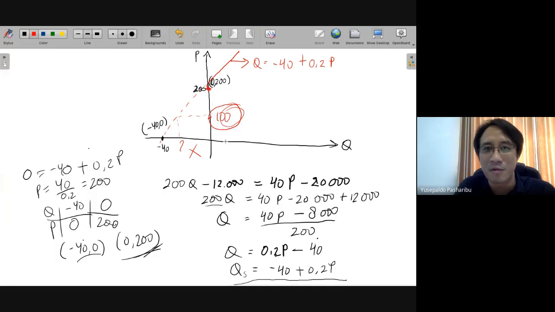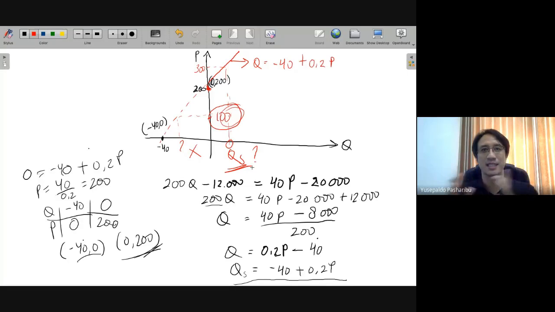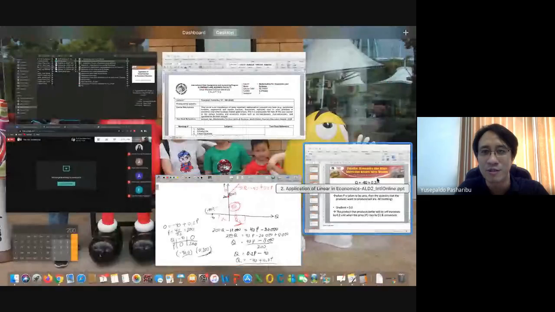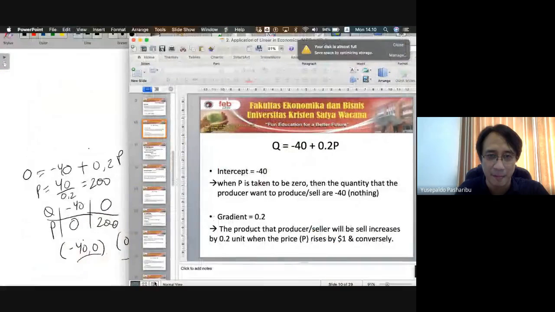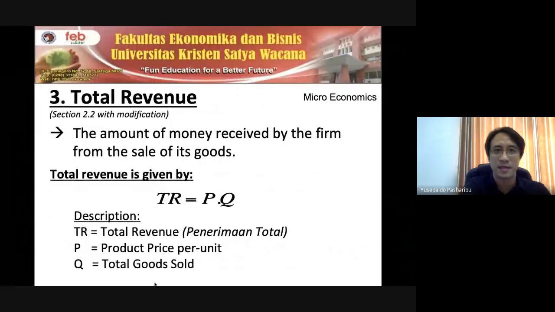But if the price is higher than 200, for example 300, then there is this quantity that the supplier wants to sell. This is the interpretation. Okay? And that is how you draw the graph. Okay, let me continue.